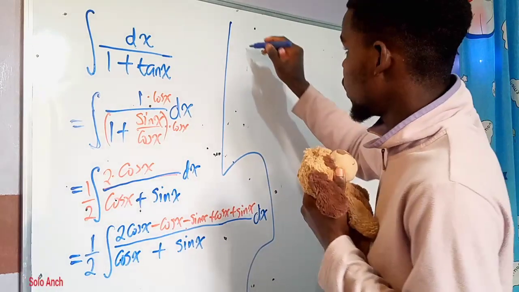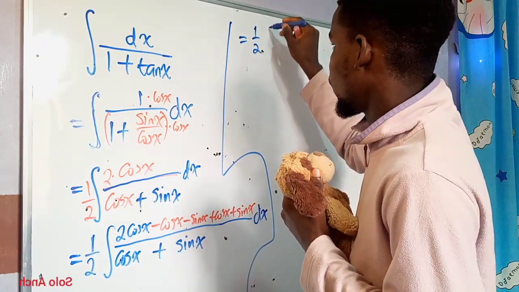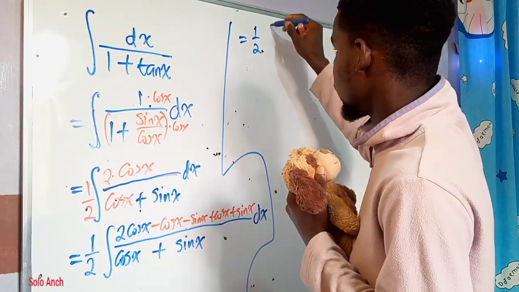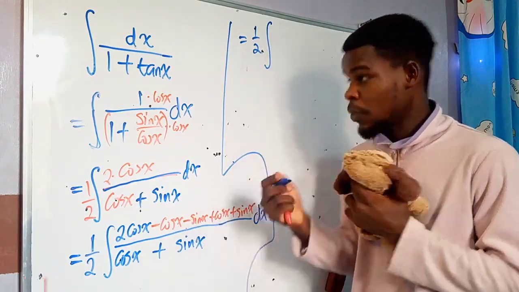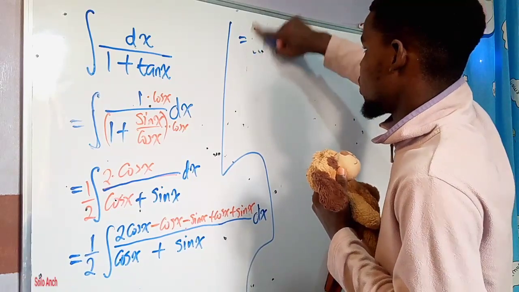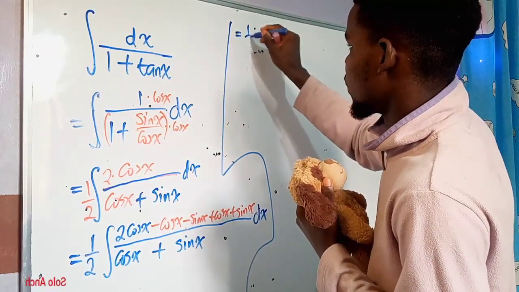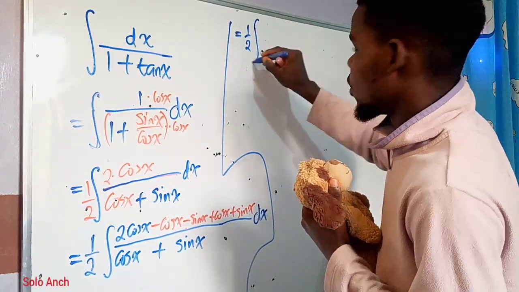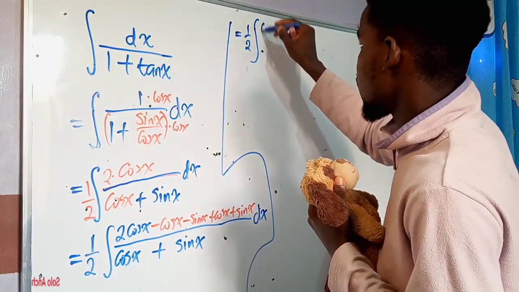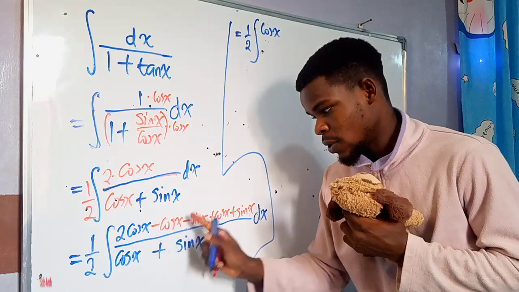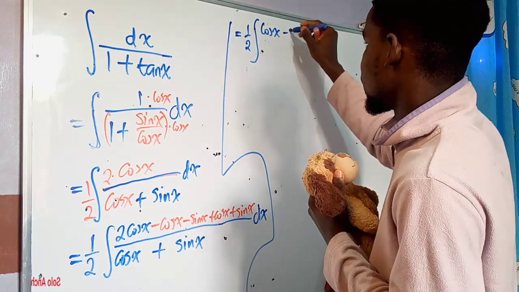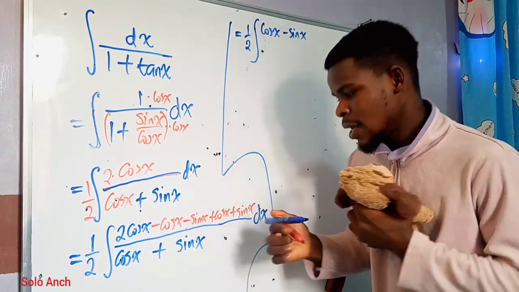So this can become 1/2 of the integral. So 2 cosine x minus cos x will just be positive cosine x, right? Okay, so we just have cosine of x at the top, and then that is 2 cos x minus cos x. Then we said minus sine of x, right?